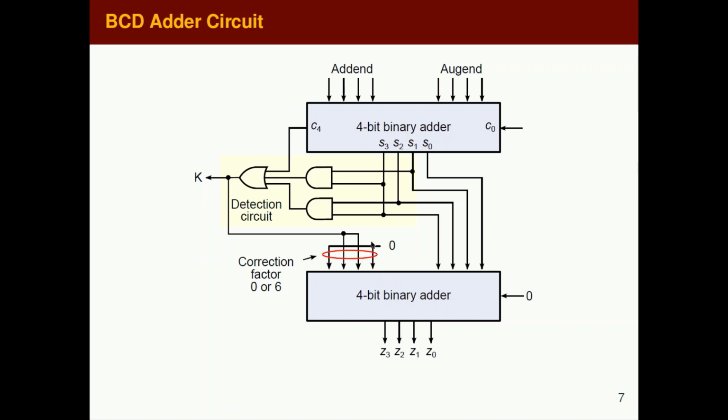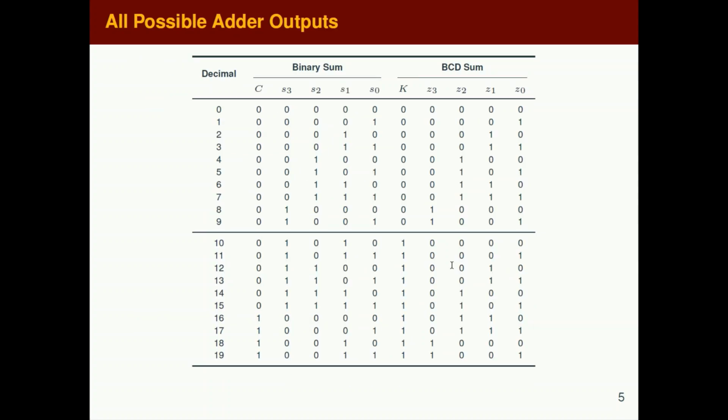Notice that at this part you have to add 6 in the last part, in order to get the correct BCD. This table shows all the possible adder outputs. So this is your decimal 0 until 19 for this example.